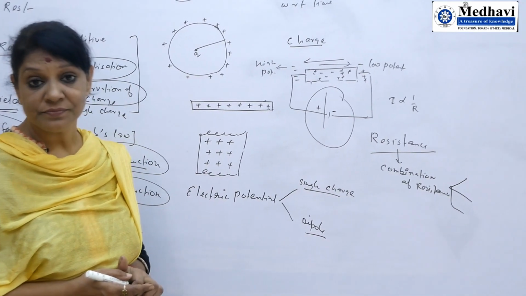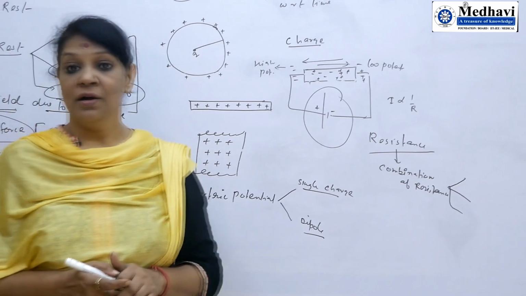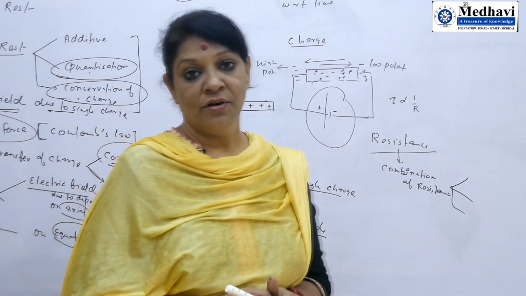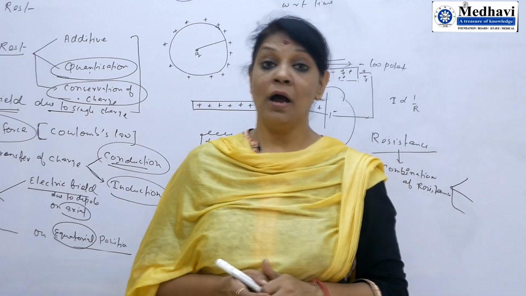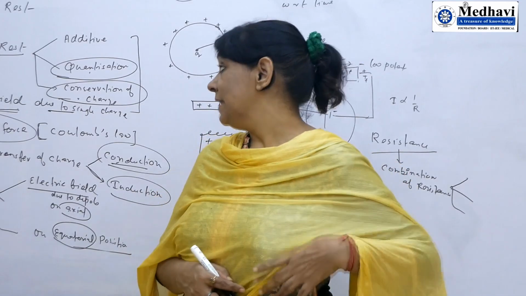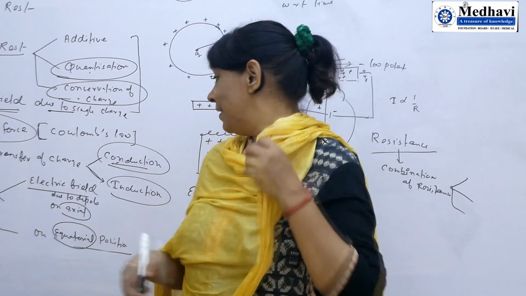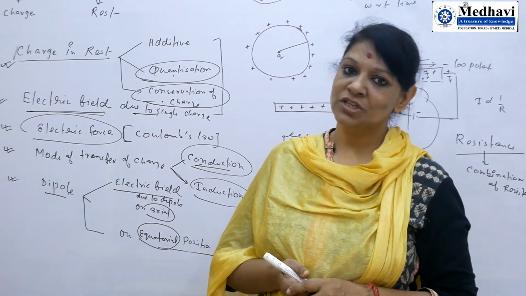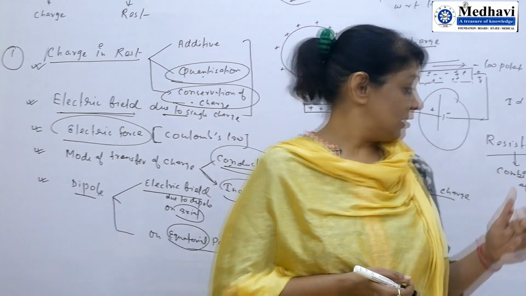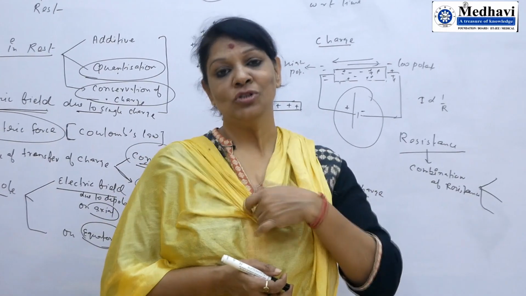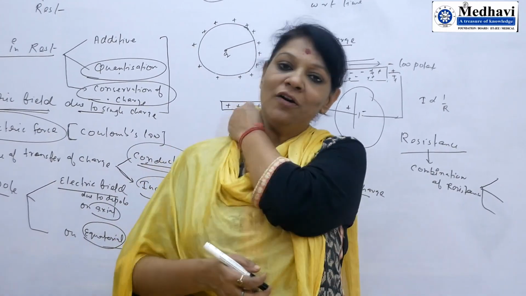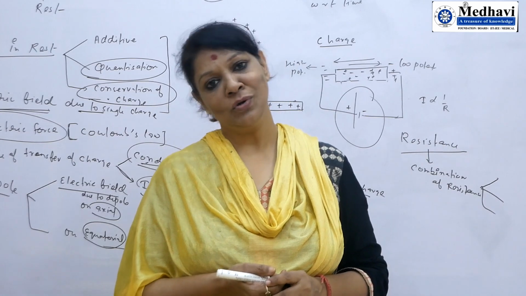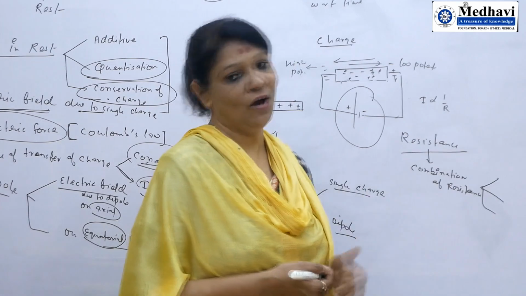One thing I want to explain: in capacitors, we will arrange different capacitors in series connection and parallel connection, and resistances also we connect in series and parallel. The calculation method of capacitance is opposite to that of resistance, and I will explain how.